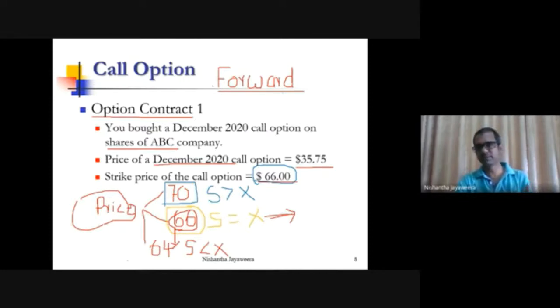But in a forward, it's not like that. Whatever the agreed forward price, it can be at a premium or it can be at a discount. Whatever the price that you agree, you buy the underlying asset at that price. But in the option contract, to get the right, you have to pay a premium, which you won't get back. That's the cost. Clear? Any questions?